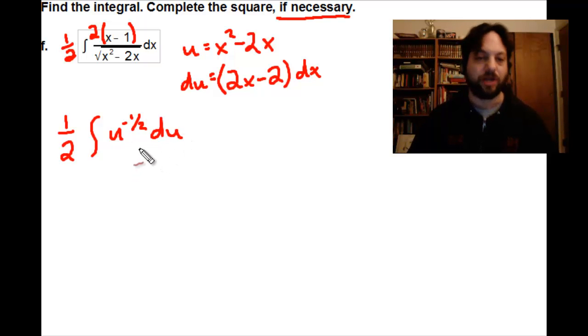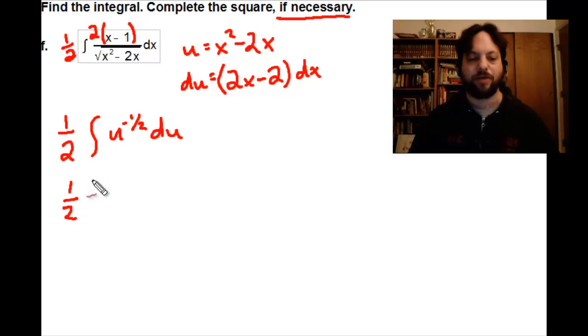There's no arc function. It's not always necessary to make it look like arcsine or arctan or arcsecant. If it's easy, let it be easy. Always try the simple u substitutions first. Anyway, moving on with this, we of course know how to integrate that. If we do that, we will simply get 2u to the positive 1/2 plus c, of course.